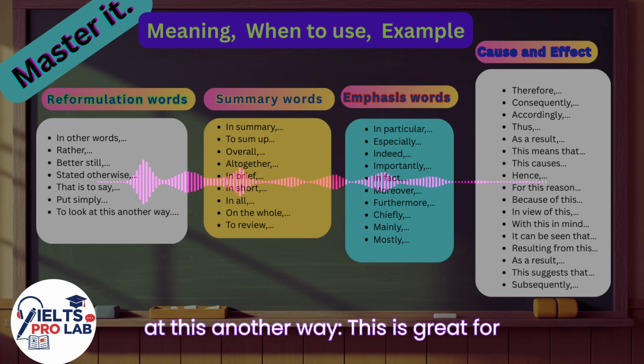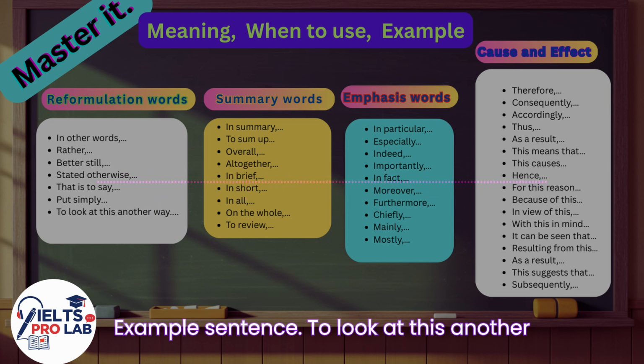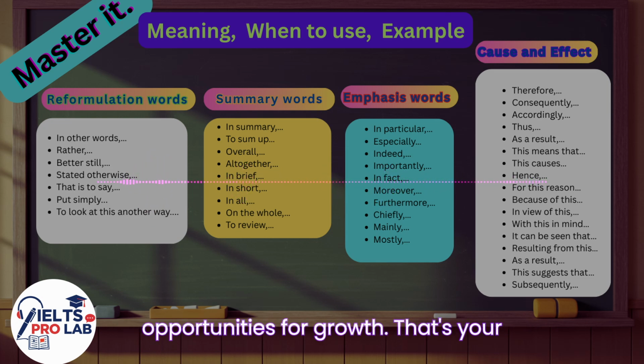To look at this another way. This is great for offering an alternative perspective. Example sentence. To look at this another way, the decision could lead to more opportunities for growth.